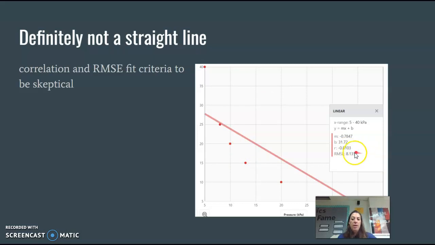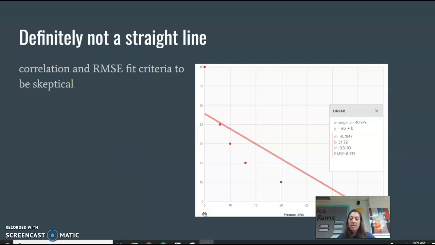So correlation is bad. RMSE, remember our standard is we want this as low as possible. If it is below 5% of half of the Y max, which feels a little clunky, then it's a good fit. If it's above that, it's a bad fit. So half of Y max is 40, half of that is 20, 5% of 20 is 1.